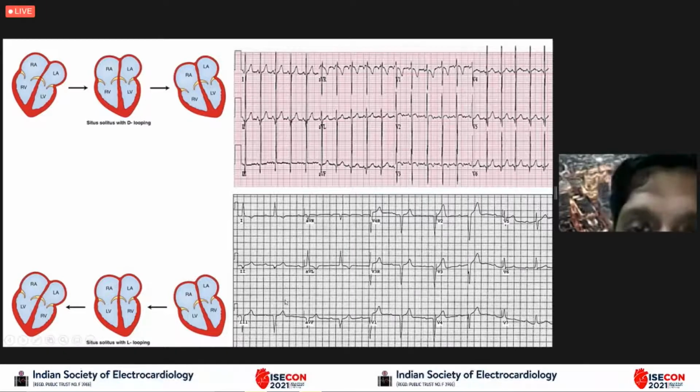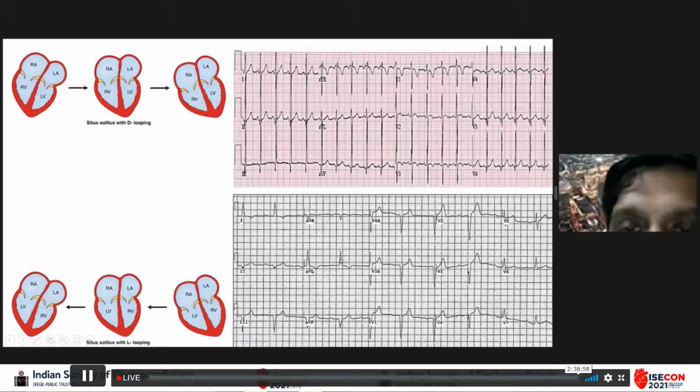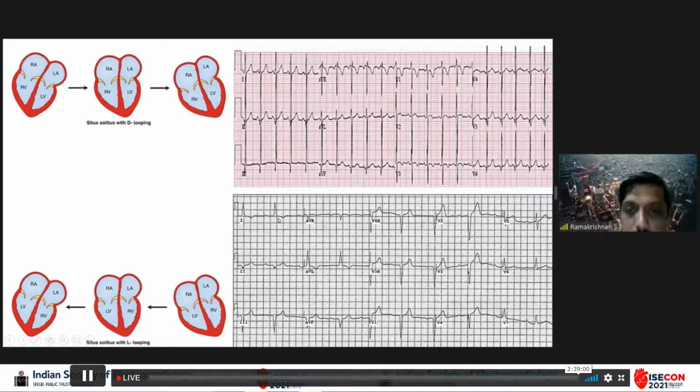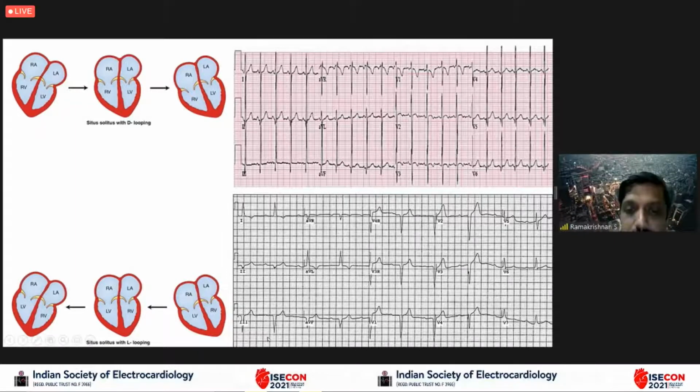For example, this ECG shows corrected transposition, which has a PR prolongation, wider QRS complexes, and a Q wave which is more prominent in lead 3, and absence of septal Q wave in V5, V6, which is characteristic of corrected transposition.